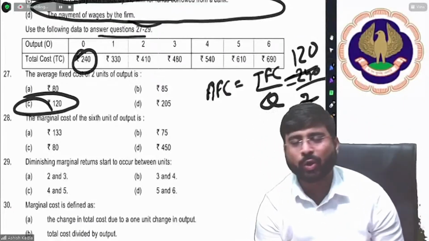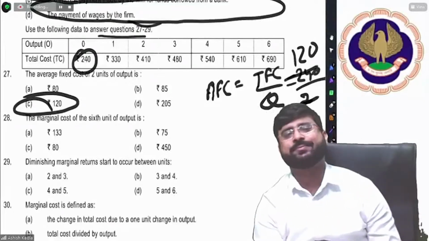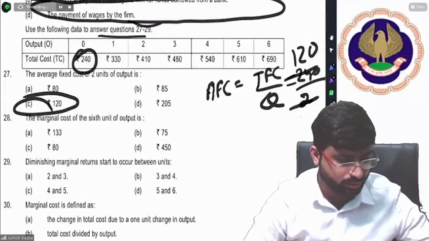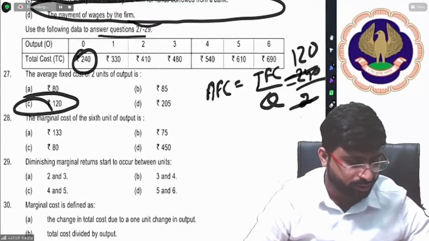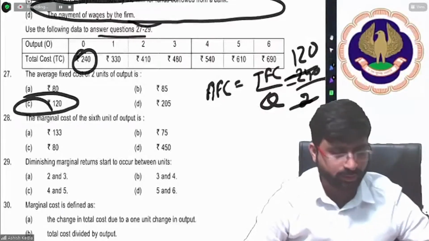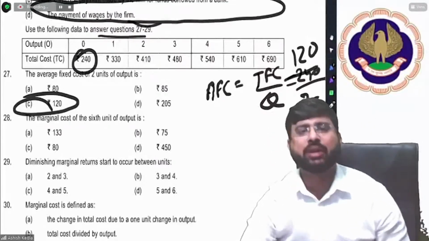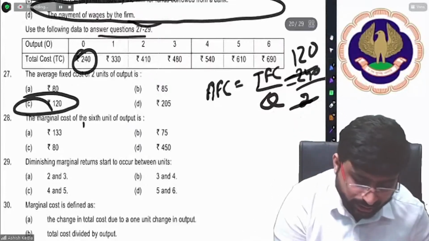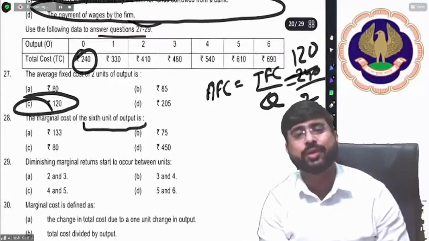Yes or no, friends? Absolutely yes. Moving on. Now they're telling us, what is the marginal cost of the sixth unit of output?